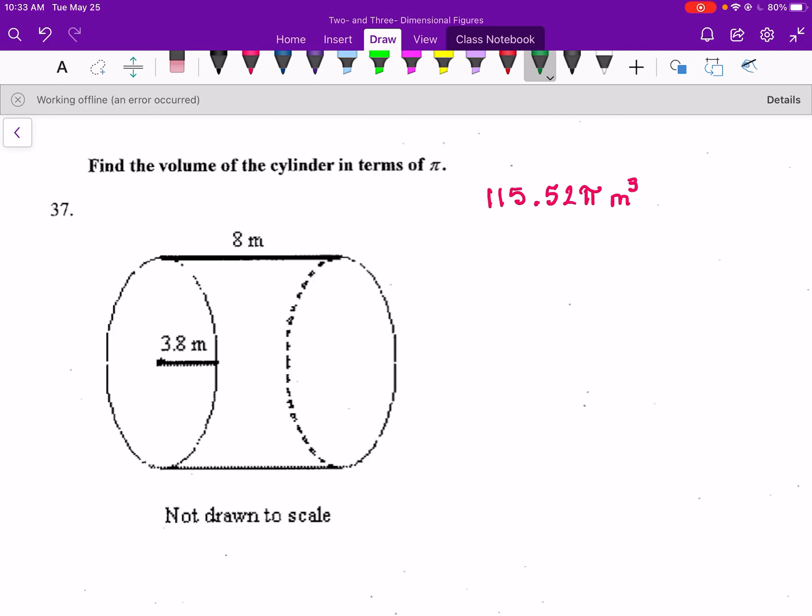37 is a cylinder. Volume of a cylinder is also area of base times the height. The base is a circle. When you look up the formula for area of a circle, it's pi r squared times height. So here we go, pi. The radius is 3.8 squared, and the height is 8. Punch that in your calculator and you get 115.52 pi meters cubed.